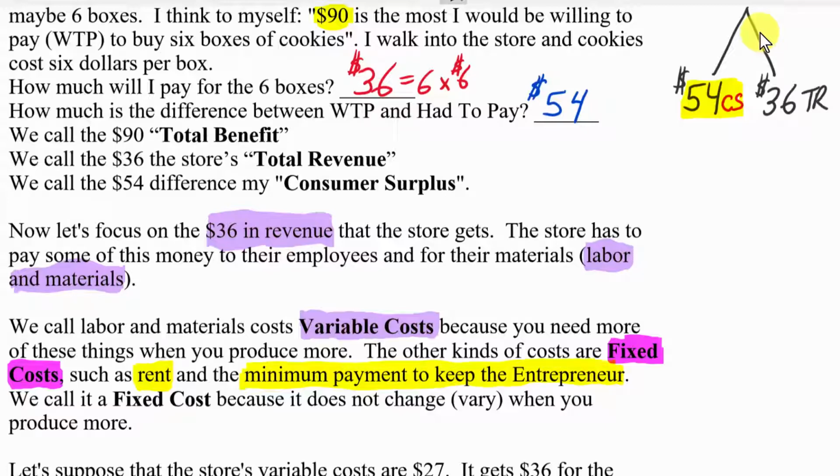So these are the two things you should think about as fixed costs: rent and the minimum payment that goes to the entrepreneur. By the way, we usually call this minimum payment you need to pay the entrepreneur, otherwise they'll bail, a normal profit, just to keep that in the back of your mind. And variable costs are things like labor and materials. But it can include anything that increases as you produce more units.